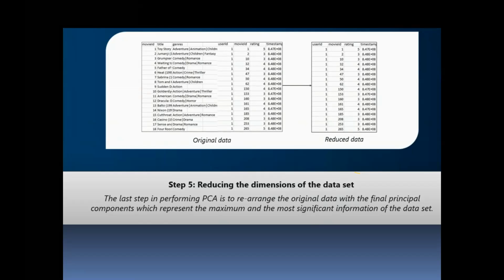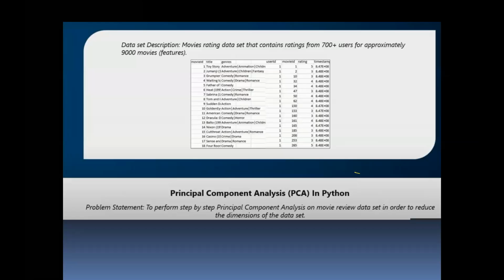So what is the fifth step? How are we reducing the dimensionality? The last step performed in PCA is to rearrange the original data with the principal components, which represent the maximum and most significant information of the data. So look here.